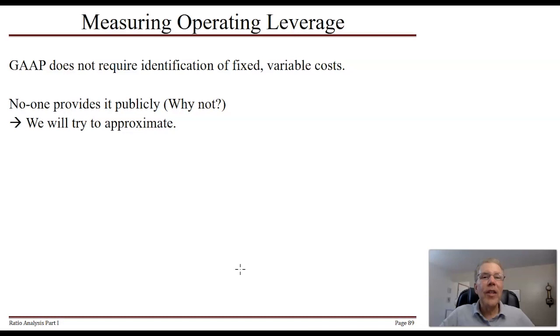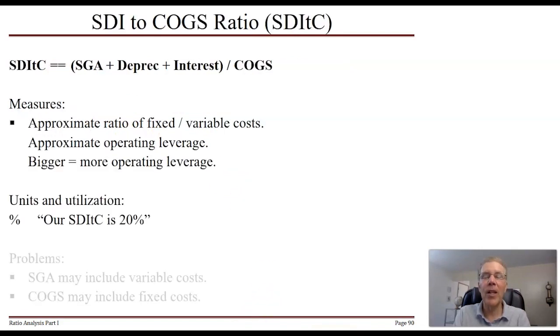Well, generally accepted accounting practices do not require identification of fixed or variable costs, and for that reason, no one provides it publicly. Why not? You don't want to let your competitors know what that ratio is, right? So that's something you're going to know if you are inside the firm, if you're a CFO of the firm or working for the CFO, but you're not going to know as an outside analyst. So let's take on the role of outside analysts and let's see if we can approximate this.